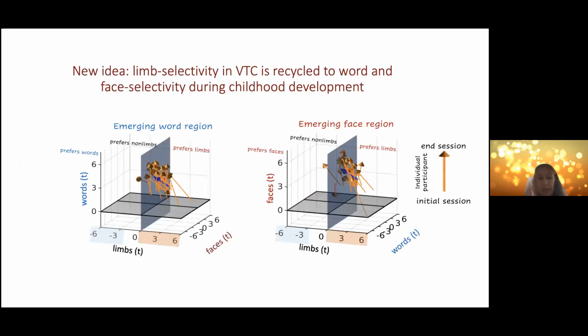We can do the same analysis in these emerging face selective regions, but here we're going to look at the relationship between face selectivity, limb selectivity in the front, and word selectivity on the right. And you can see in this region that is going to become face selective during childhood development, we also see this recycling of initial limb selectivity into face selectivity. And again, this happens in the majority of our participants.